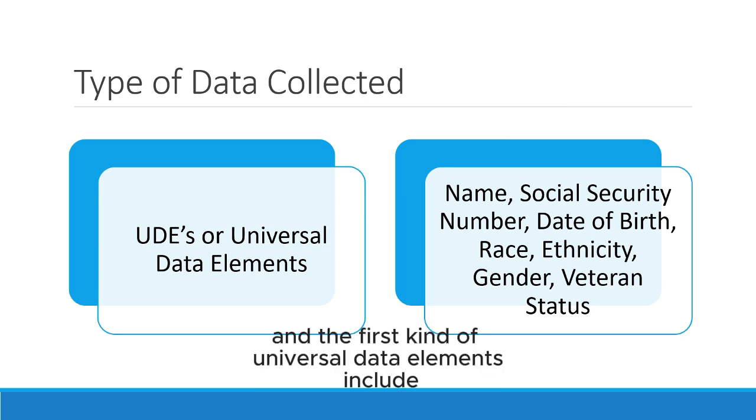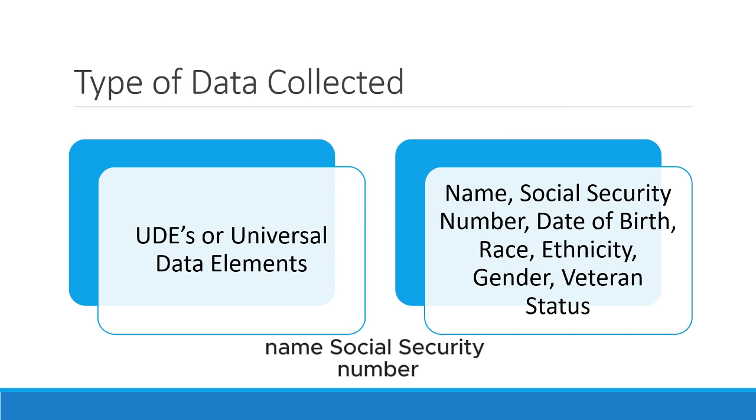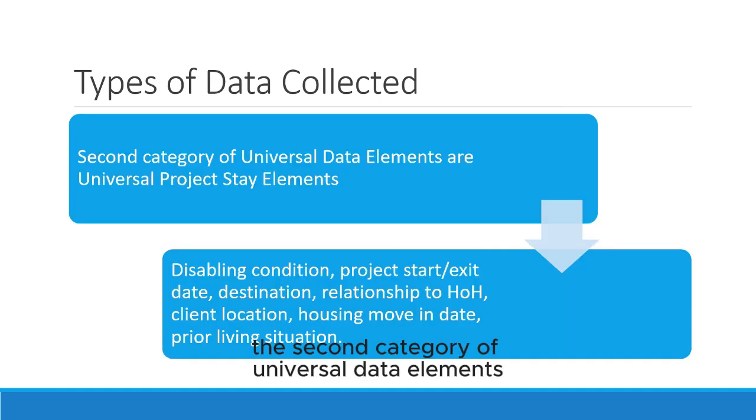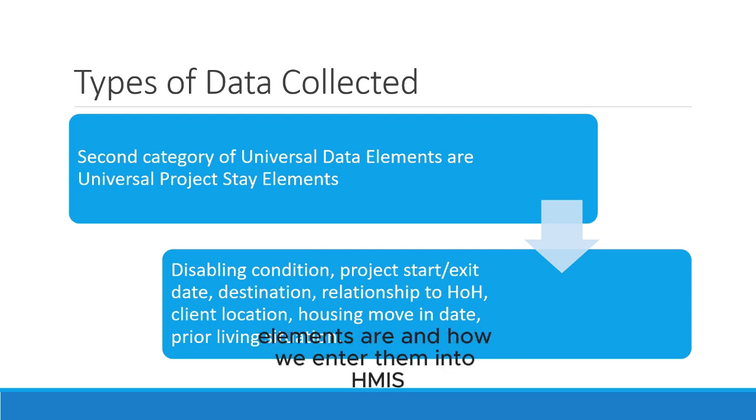The first kind of universal data elements include name, social security number, date of birth, race, ethnicity, gender, and veteran status. The second category of universal data elements are universal project stay elements, which include disabling condition, project start date and exit date, destination, relationship to head of household, client location, housing move-in date, prior living situation. And the prior living situation is where the client was staying before they entered into your program. Whenever we cover data entry, we'll go more in depth into what each of these data elements are and how we enter them into HMIS.